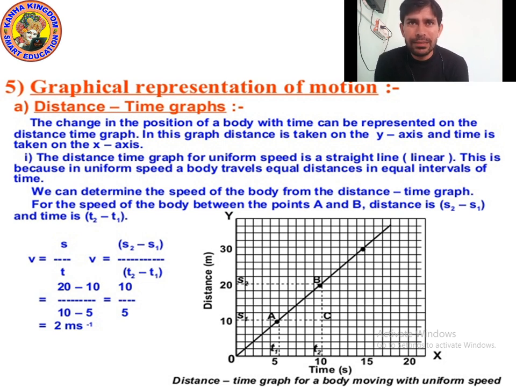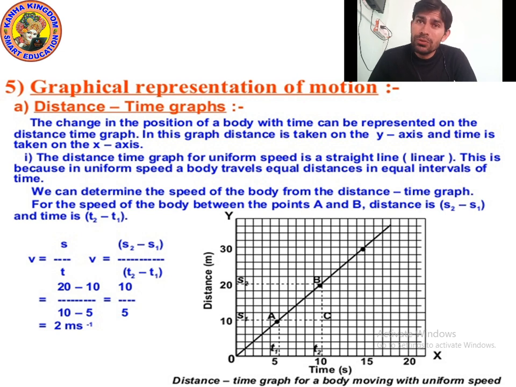As you can see, at point A the distance is S1 and at point B it is S2. So we will take S2 minus S1, the change in distance, and the total time is T2 minus T1. In this way we will get the value.